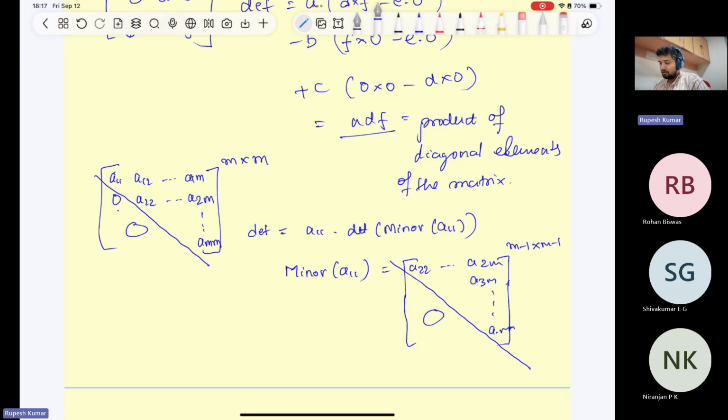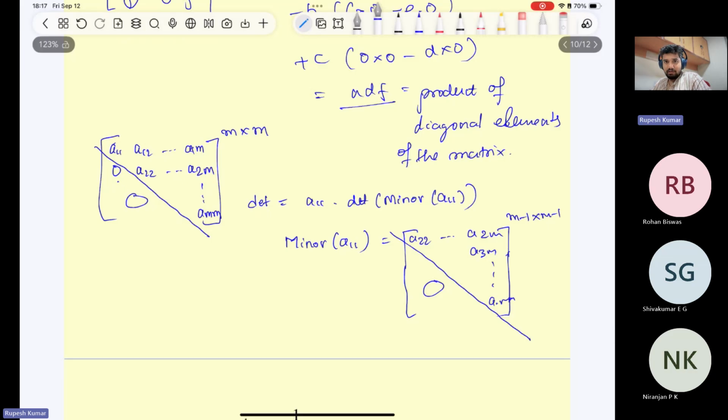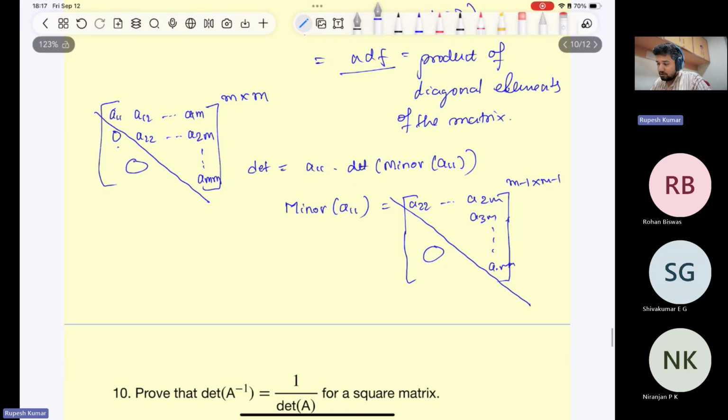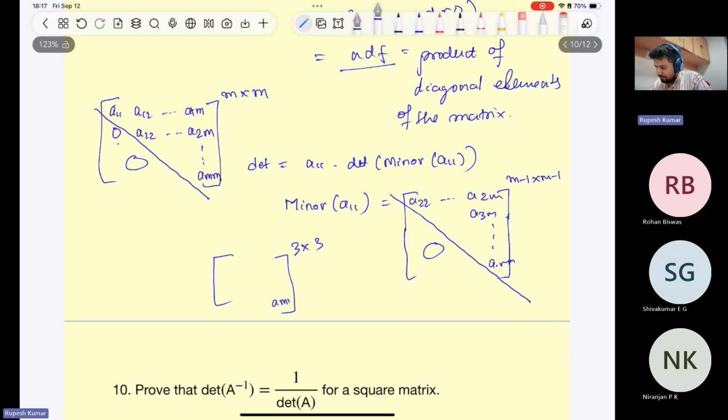So you keep doing this, keep finding the minor, and eventually you will reach a 3 by 3 case. So keep doing this, and in the end you will reach a state of a 3 by 3 matrix that will look like this. So this was AMM, right? This was A M minus 1M. This would be A M minus 2M.